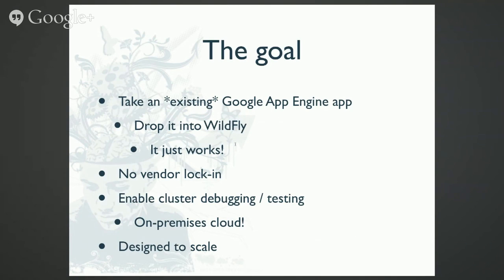And of course, we set up some initial goals on what we want to achieve. As simple as it is, you take an existing Google App Engine app and you just drop it into Wildfly, and it should just work. You don't have to change any of the code, any custom stuff and so on. It should just deploy, and when you're using the code against the Google App Engine API, it should just work. Of course, it creates no vendor lock-in. It means you can, at any point, move from Google App Engine into CapeDwarf and vice versa.